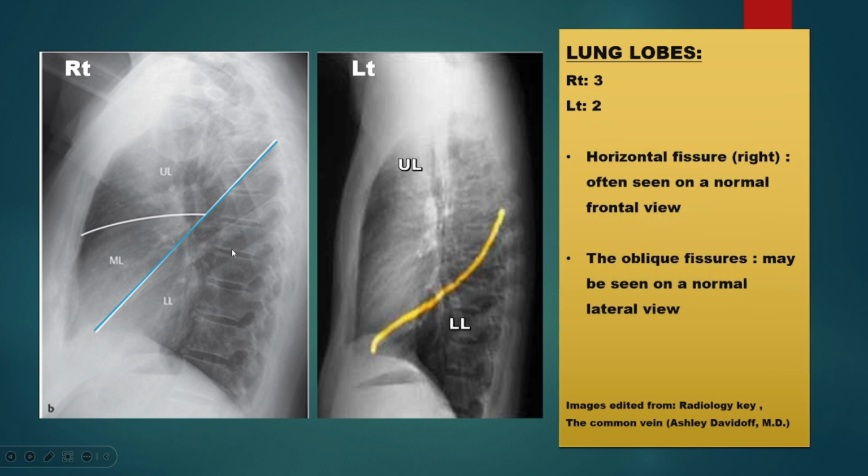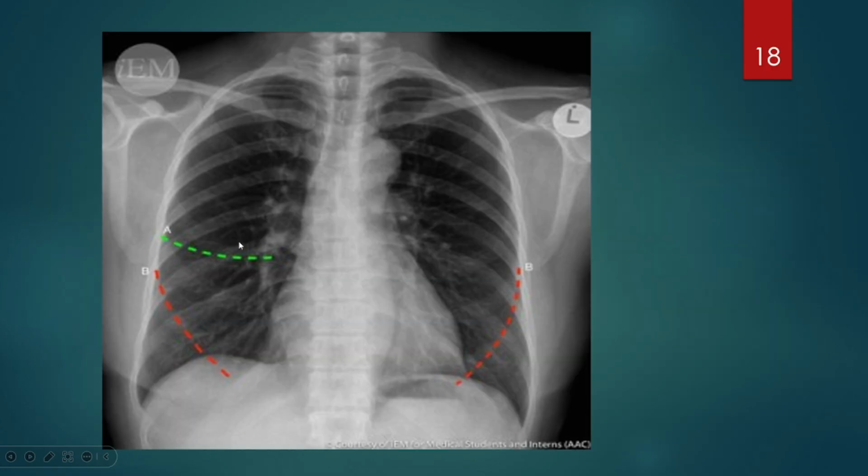In the lateral image, we may be able to see the oblique fissure. In the right lung, there are three lobes, upper, middle and lower lobe, and there is horizontal fissure and oblique fissure. In the left lung, only the oblique fissure is there, so there will be two lobes, upper lobe and the lower lobe. The horizontal fissure is usually seen in the frontal projection, and oblique fissure can be seen in the lateral projection.